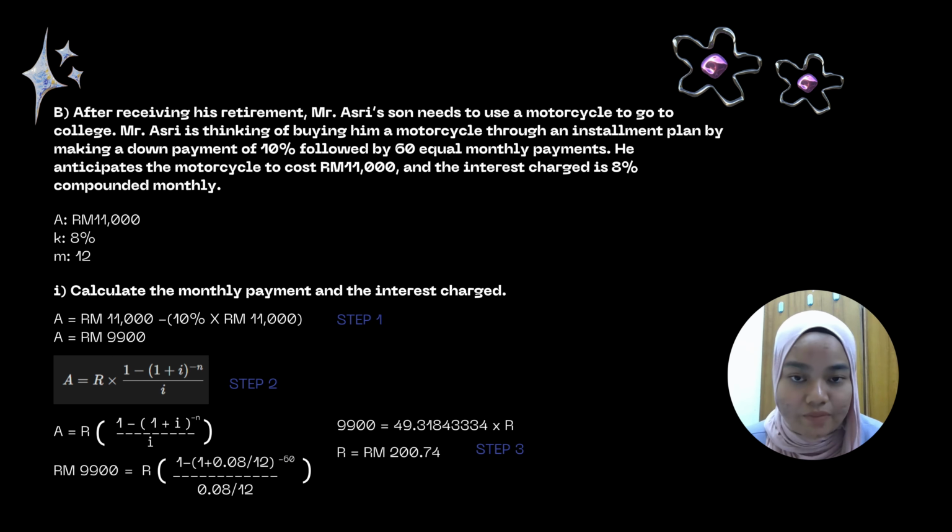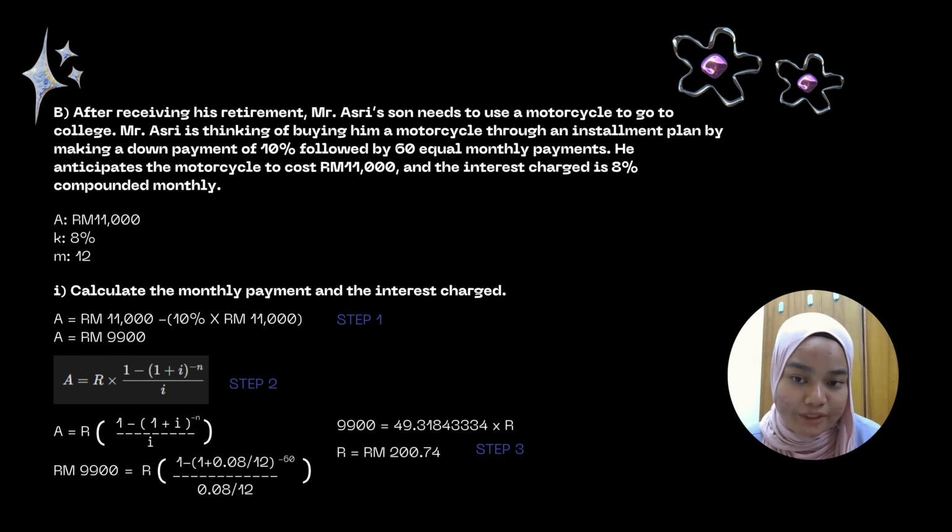After receiving his retirement, Mr. Asri's son needs to use a motorcycle to go to college. Mr. Asri is thinking of buying him a motorcycle through an installment plan by making a down payment of 10% followed by 60 equal monthly payments. He anticipates the motorcycle to cost 11,000 ringgit and the interest charge is 8% compounded monthly. So the A is 11,000 ringgit, the K is 8% and the M is 12.